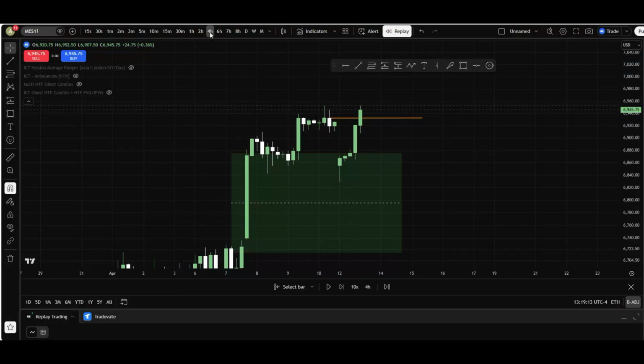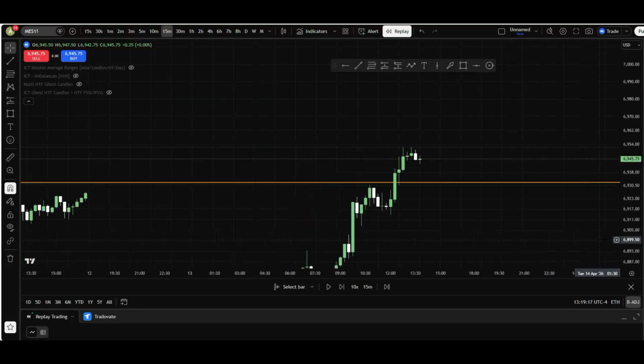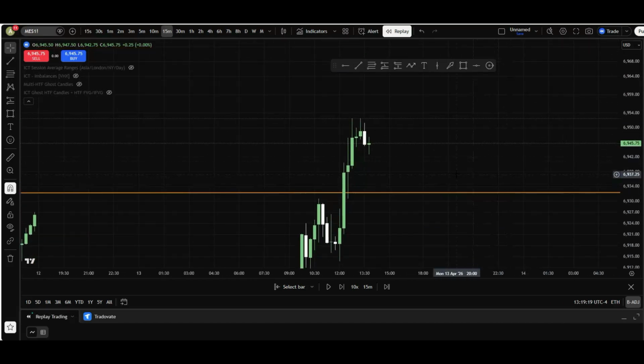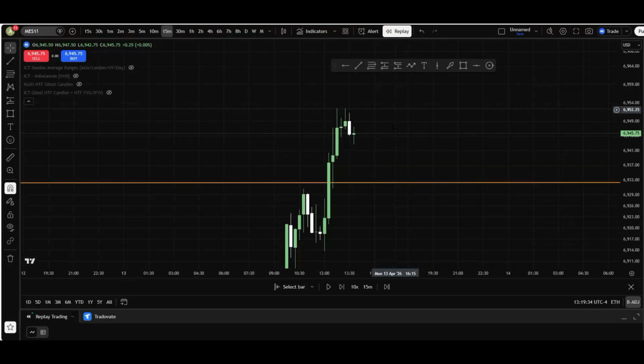What goes with the 4 hour? 15. All right, same idea. What am I looking for? I'm looking for the wick of the 4 hour candle to get created, get that same sort of order block, and then from here we can enter.